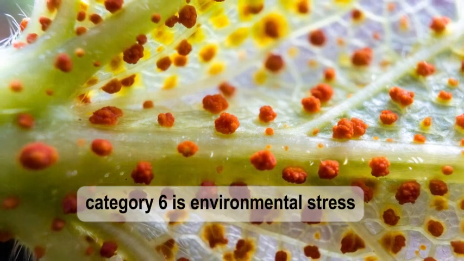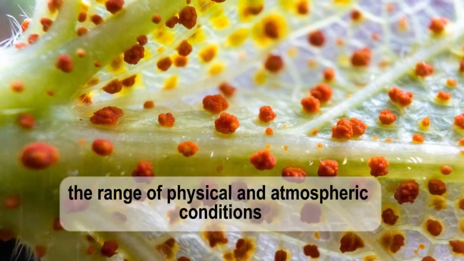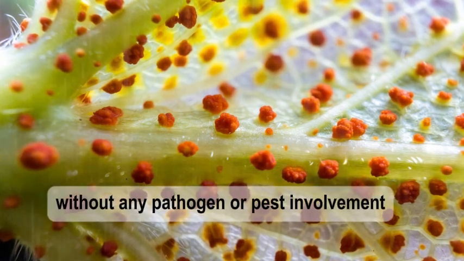Category 6 is environmental stress, which covers the range of physical and atmospheric conditions that damage plants without any pathogen or pest involvement.